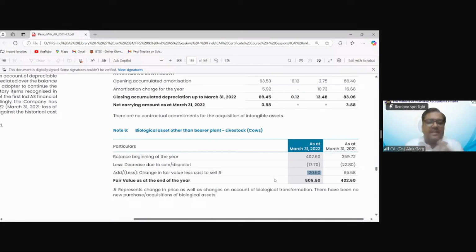When you read this standard or when you get the question in the examination, the fair value is changing due to two reasons. Number one, due to price change. Number two, due to physical change. And this physical change is called biological transformation. Fair value changes due to two reasons. Which two reasons? One is price change, the other is biological transformation, due to physical change.